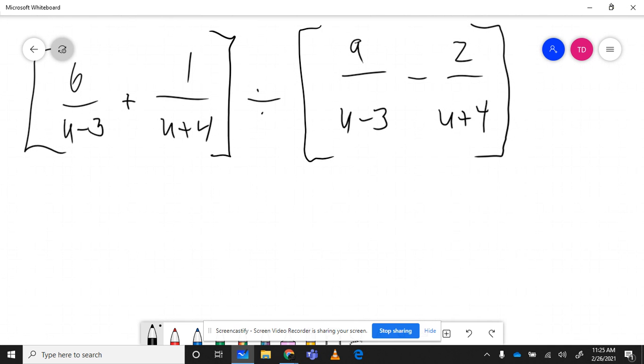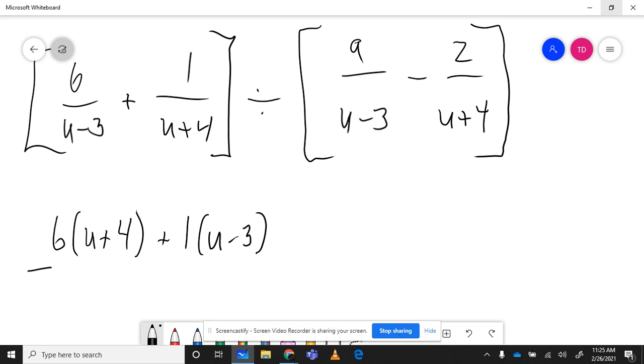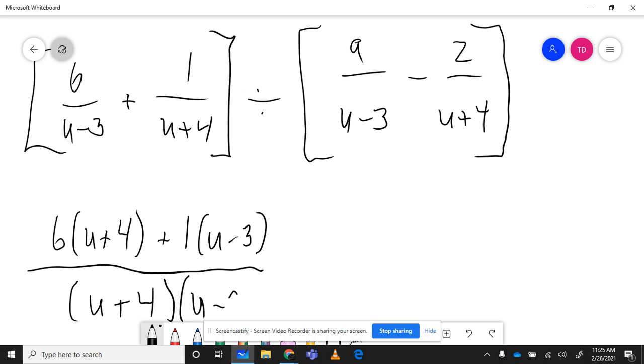Okay, so over here we would have 6 times u plus 4 plus 1 times u minus 3, all over u plus 4 times u minus 3. I'm just multiplying this guy by u plus 4 over u plus 4, and I'm multiplying the right one by u minus 3 over u minus 3.